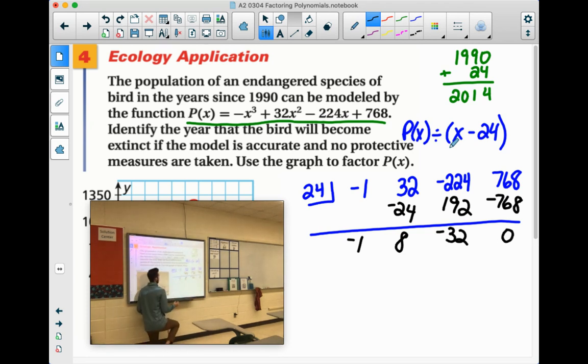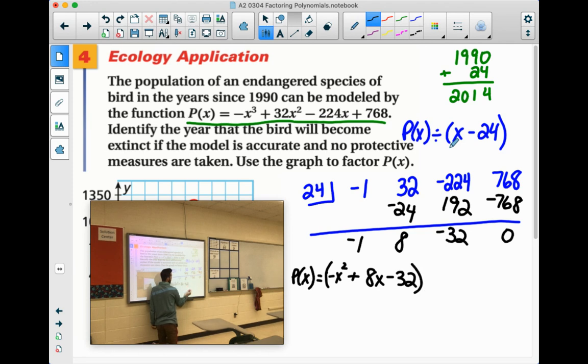So p of x perfectly factors out in this way. We have negative 1 x to the second, right? Because it was x to the third. So we'll have negative x squared plus 8x minus 32. That's one factor. And then the other factor is this x minus 24 over here.